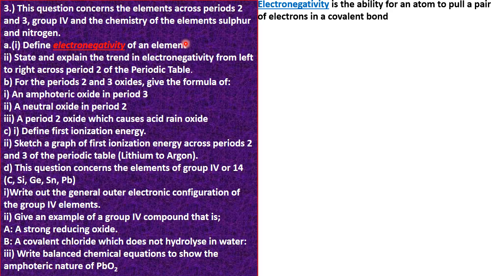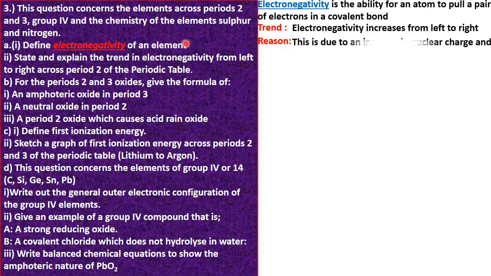Roman 2 is saying that we should state and explain the trend in electronegativity from left to right across period 2 of the periodic table. Okay guys, let's start with the trend. What we are going to say, friends, is that the electronegativity simply increases from left to right. The reason for that is simply due to an increase in the effective nuclear charge, as well as a decrease in atomic radius. Keep in mind that atomic radius simply decreases from left to right as you move from one group to another of the periodic table. So that decrease accounts for the fact that electronegativity increases from left to right.